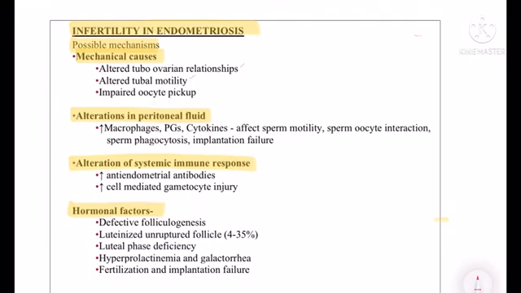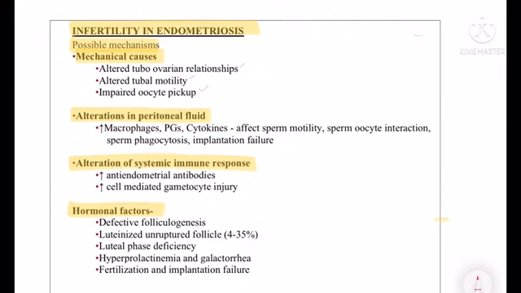Okay, so another point is impaired oocyte pickup. As I said, if the fallopian tube is not effectively working because of adhesion, the fimbria get stuck with the surrounding areas because of adhesion, so there is no effective movement of the fimbria. So because of that, there is impaired oocyte pickup.